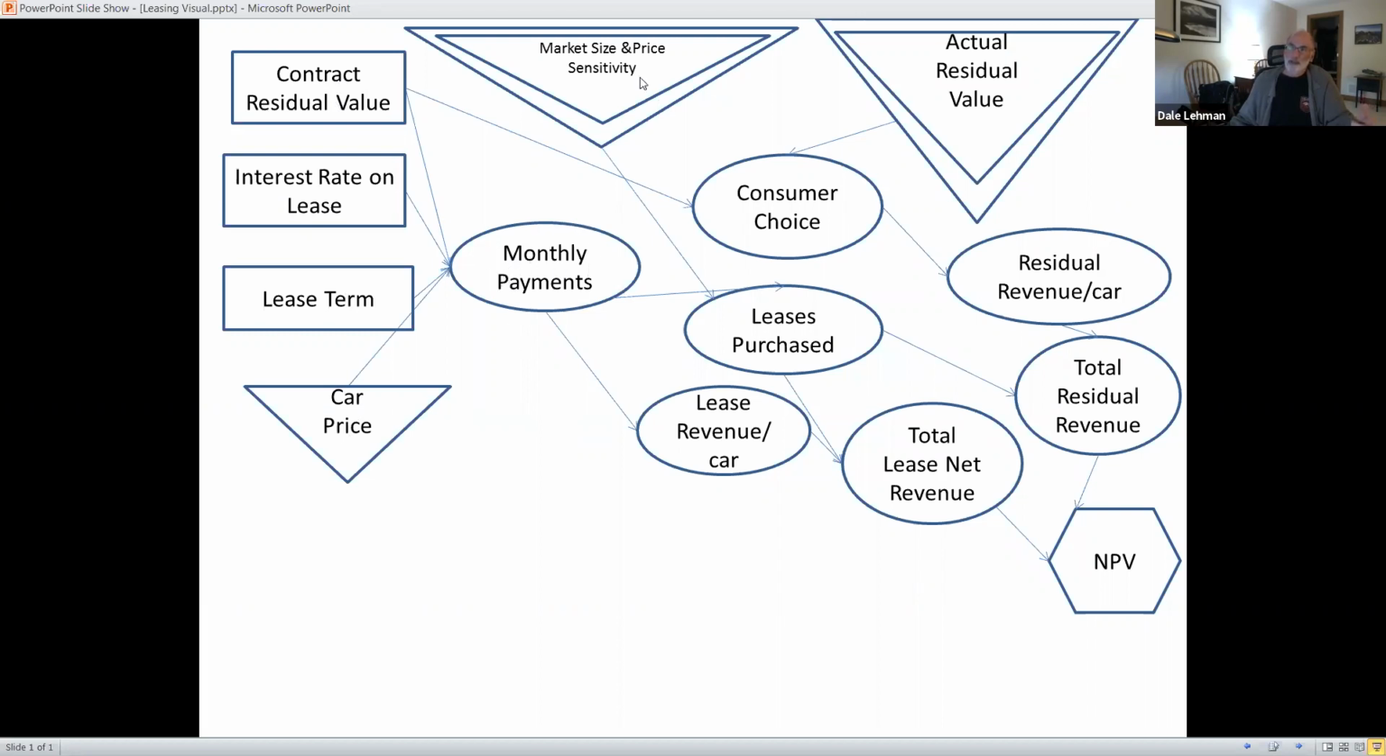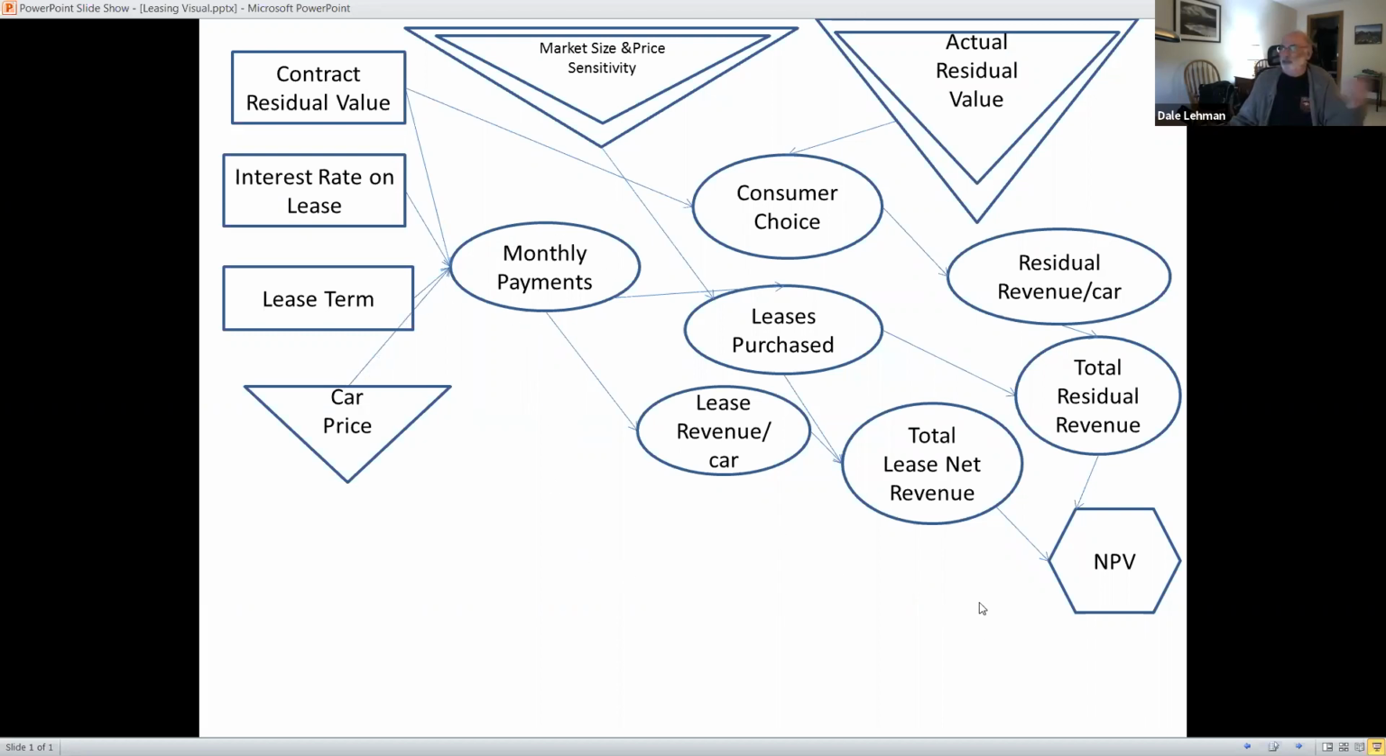Those monthly payments, combined with how sensitive people are to the price and the size of the market, will determine how many leases are purchased. So that's how this works in reverse. Basically I ask, what do I need to do in order to calculate that? And all the arrows are things that will help determine those monthly payments.